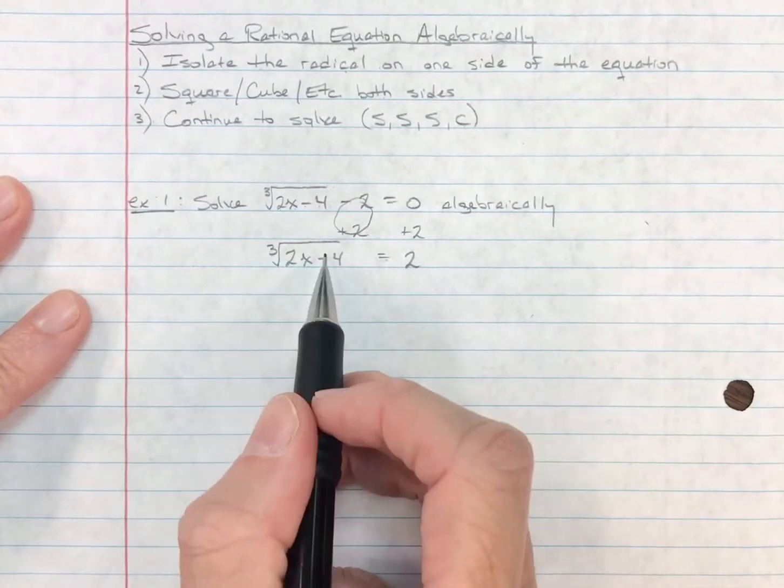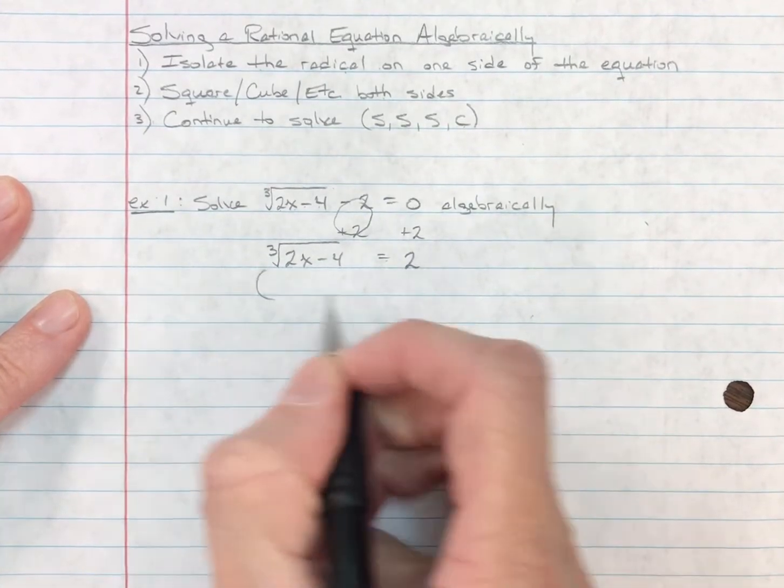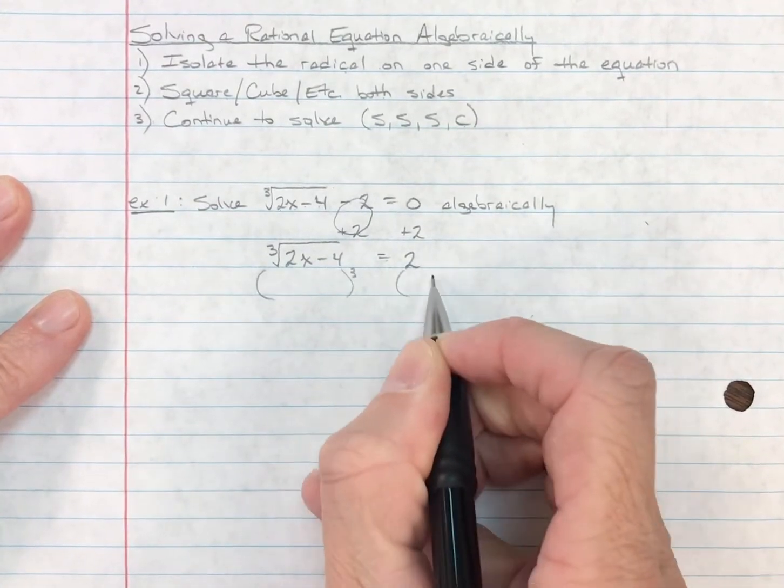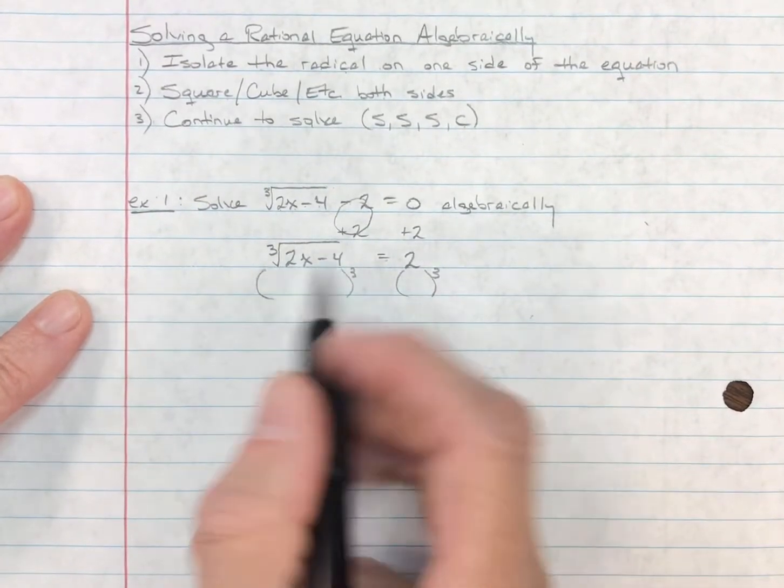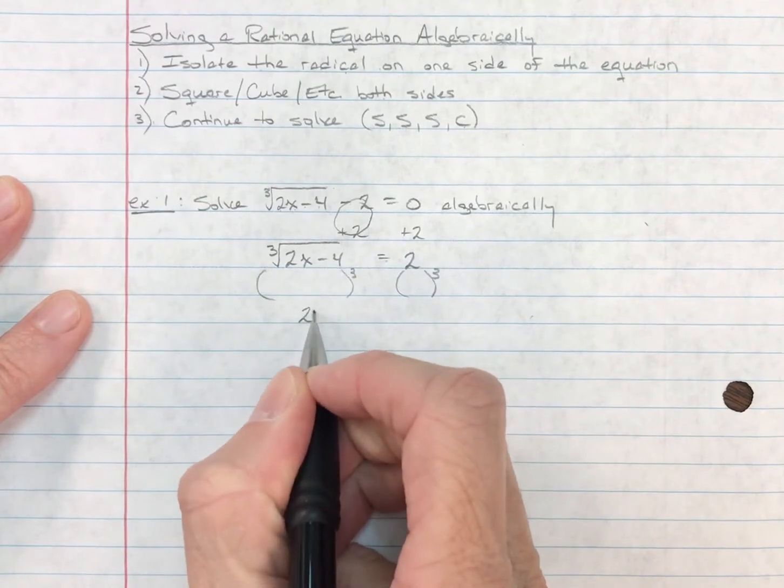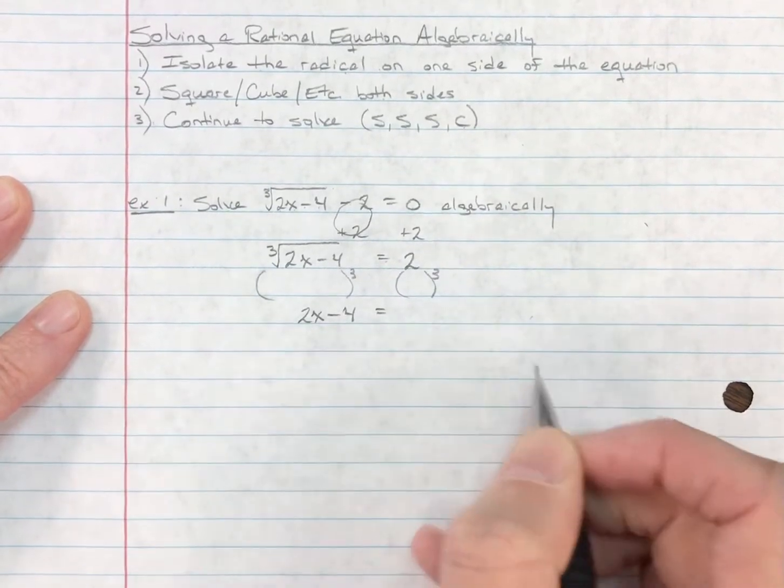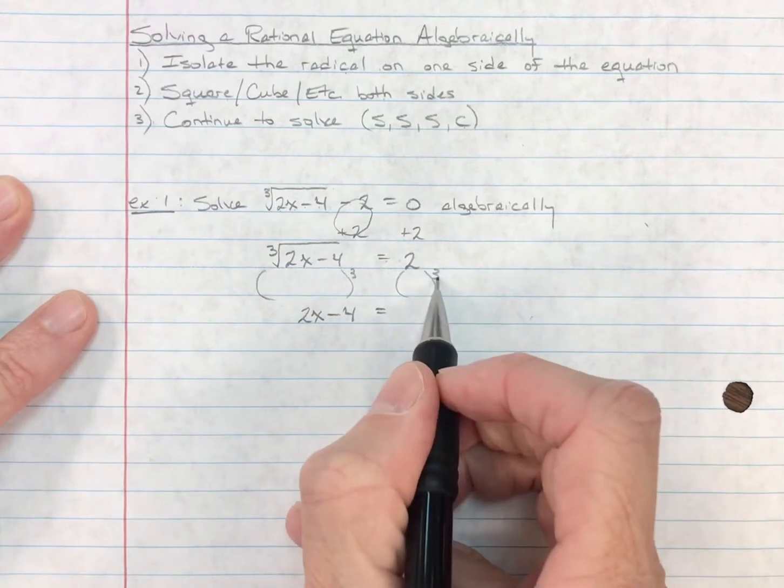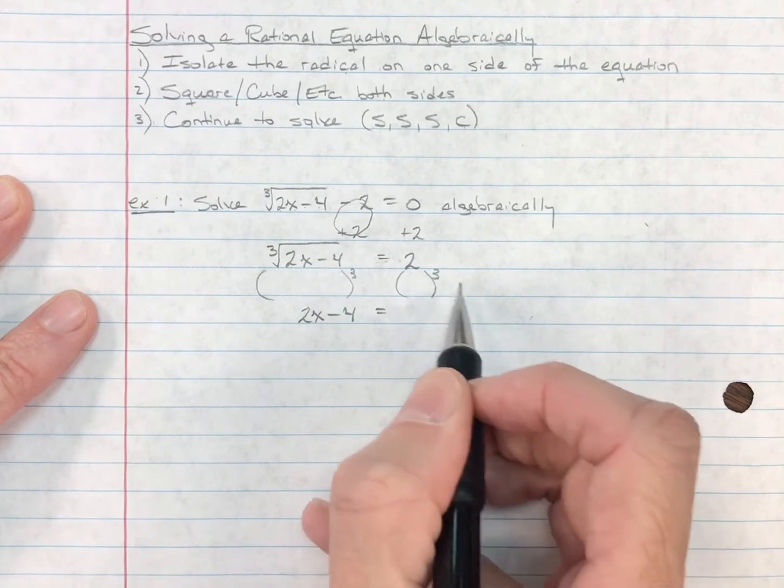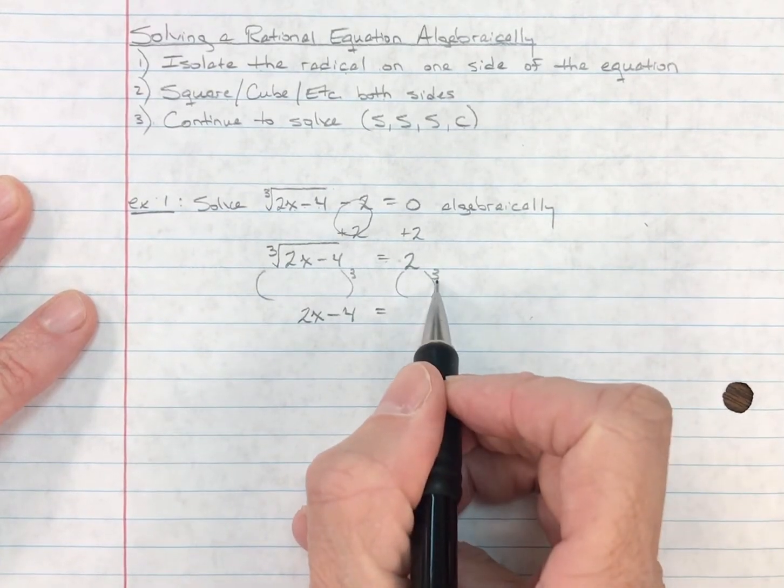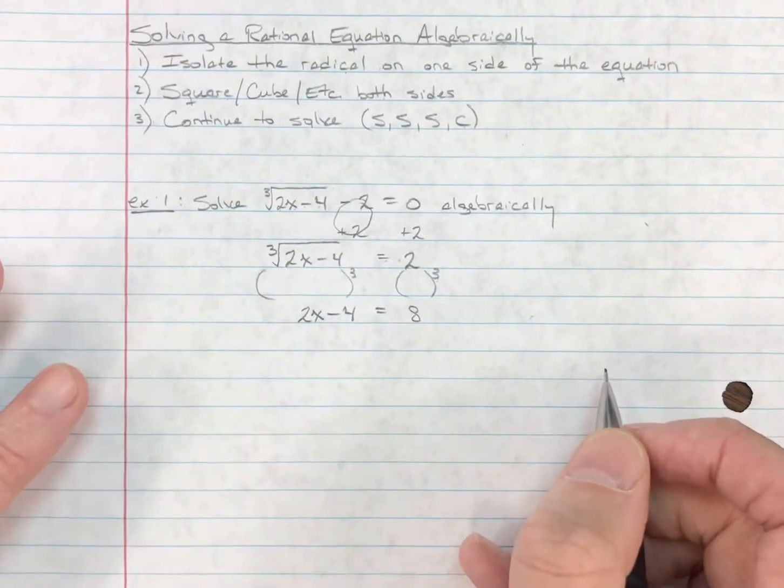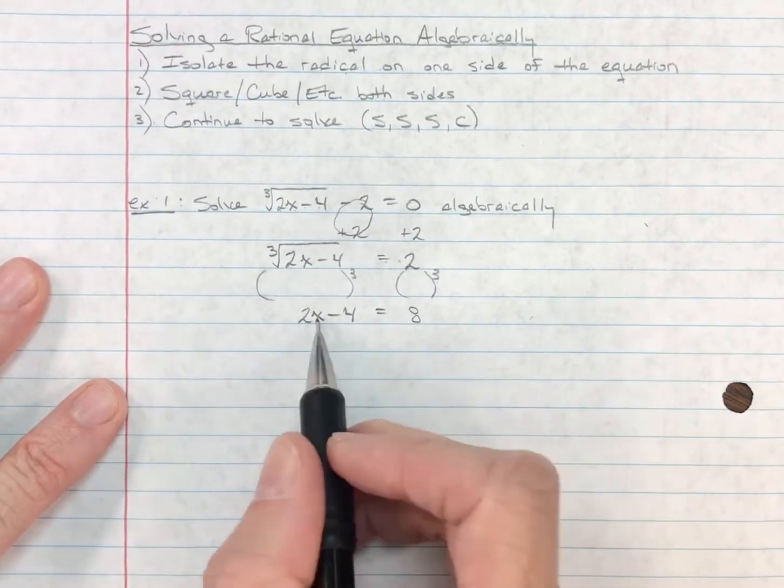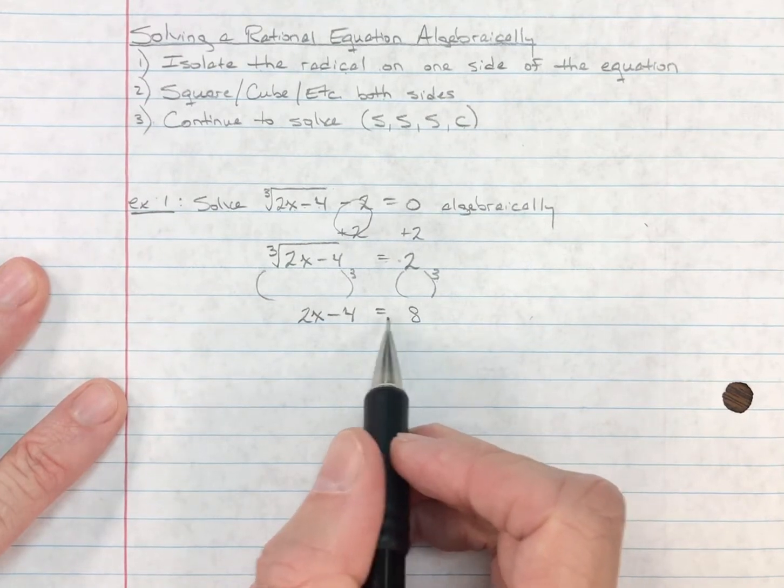Now we know how to undo a cube root. We undo a cube root by cubing. So we're going to cube both sides. Cubing a cube root undoes it. So we're left with 2x minus 4 on the left, and 2 cubed is 2 times 2 times 2. Remember, cubed means multiply by itself 3 times. 2 times 2 times 2 is 8. So we're here, and now we have a simple linear equation.